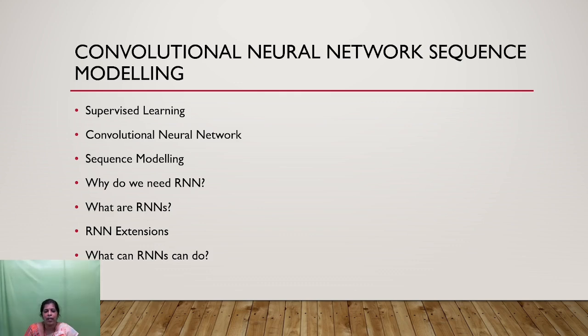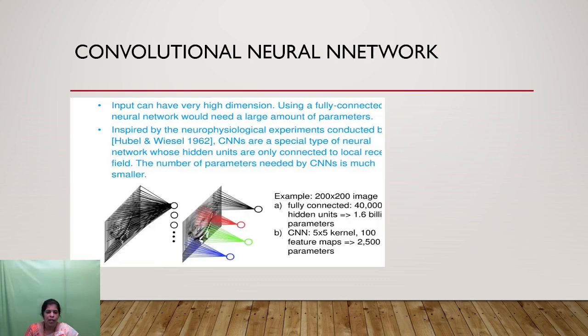Under the convolutional neural network, we will be seeing supervised CNN and sequence modeling: why we need recurrent neural networks, what the extensions are, and how we can do that. In a convolutional neural network, the input usually has very high dimension, and dense fully connected layers need a large number of parameters. CNNs are a special type of neural network whose hidden units are connected to a local receptive field, so the number of parameters needed by a CNN is much smaller.